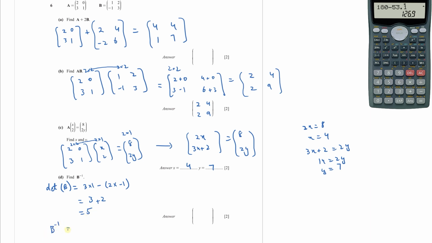So B inverse is 1 over determinant, 1 over 5, multiplied by the adjugate, where you simply swap these two values. So this 1 and 3 will swap places. So this 3 will come here, 1 will come here, and you change the sign of the other two. So minus 1 becomes plus 1, 2 becomes minus 2. So if you want, you can multiply this inside. So you will get 3 over 5, minus 2 over 5, 1 over 5, and 1 over 5. So this will be your final answer. 3 by 5, minus 2 by 5, 1 by 5, 1 by 5.